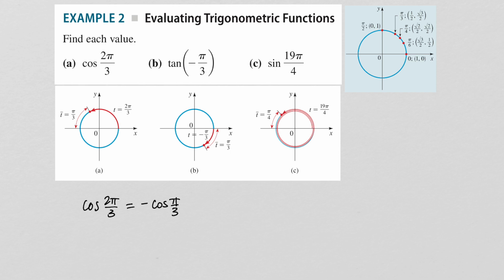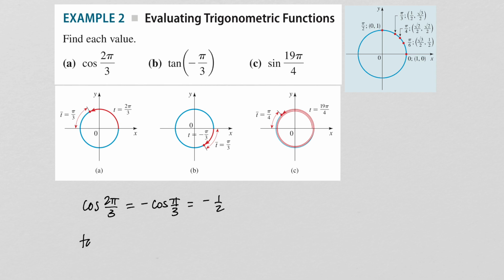So now the cosine of pi over 3, we just look at our unit circle here at pi over 3. We know the cosine is the x value, which is 1/2. And so this is simply going to be negative 1/2. For the next one, tangent of negative pi over 3. Negative pi over 3, since it's a negative angle, is going to go clockwise pi over 3 units. So the reference angle for this angle is actually pi over 3.